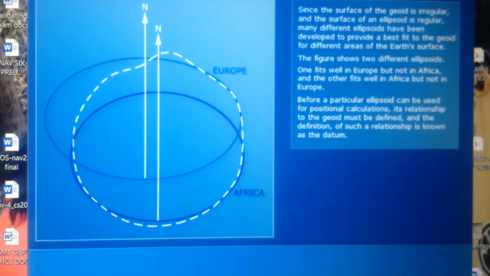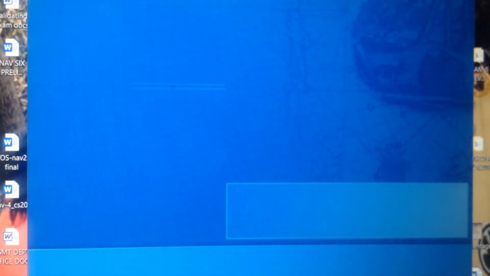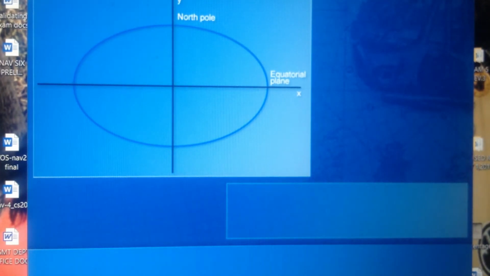Before a particular ellipsoid can be used for positional calculations, its relationship to the geoid must be defined, and the definition of such a relationship is known as the datum. The ideal geodetic datum for a worldwide reference system is one that is truly geocentric and oriented through the two poles and the Greenwich Meridian.